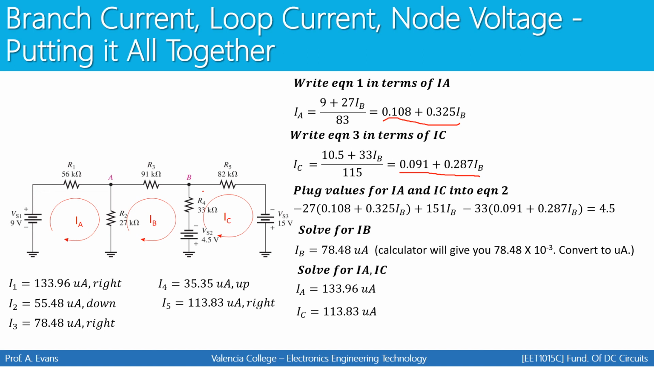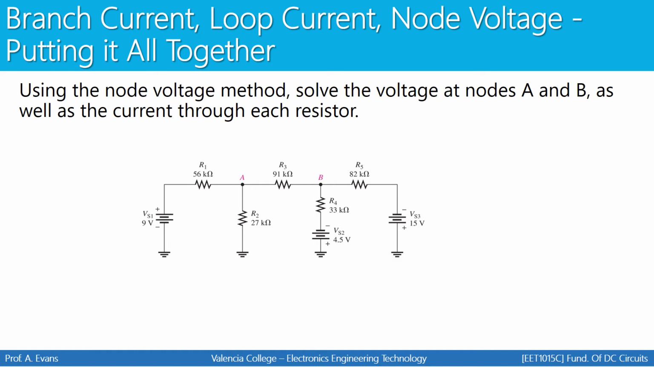So now we're going to do the same problem one more time using node voltage. We're going to solve for the voltage at nodes A and B. We're going to use those 2 voltages to find the current through each resistor.